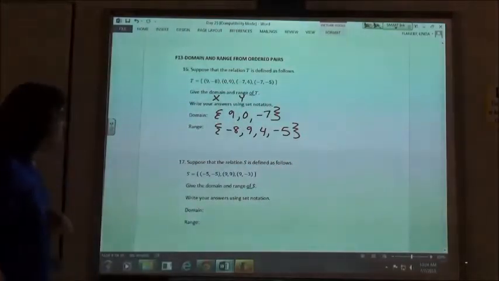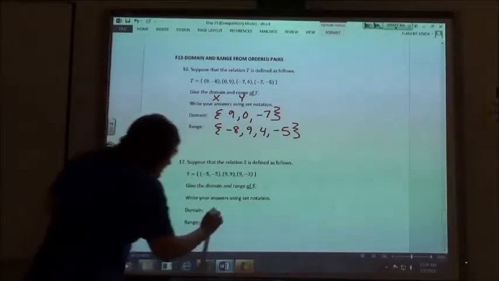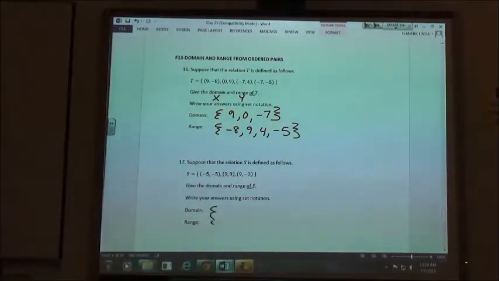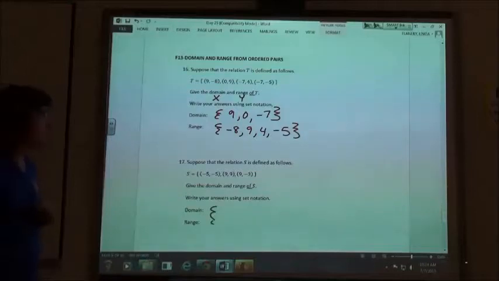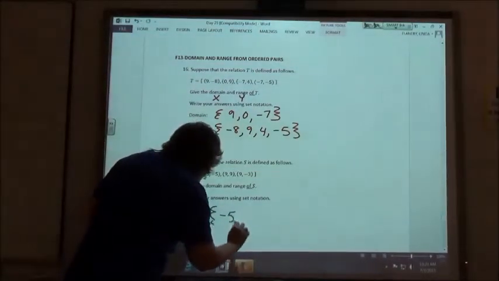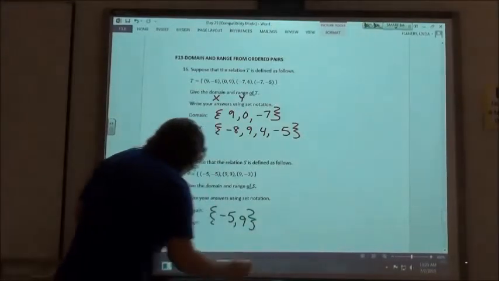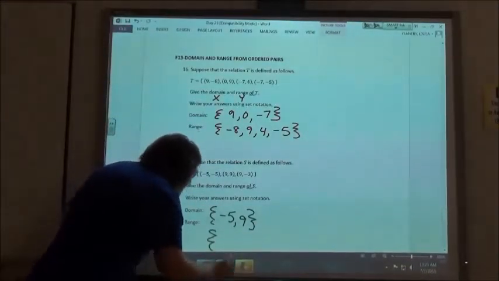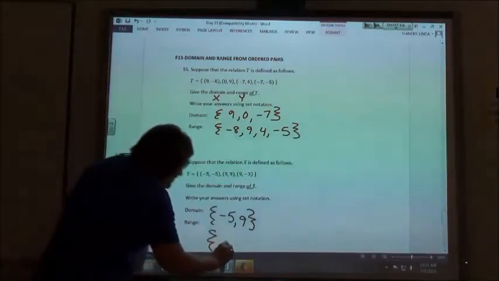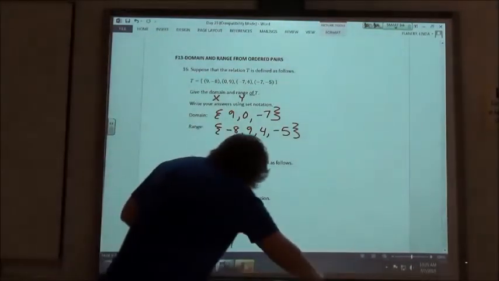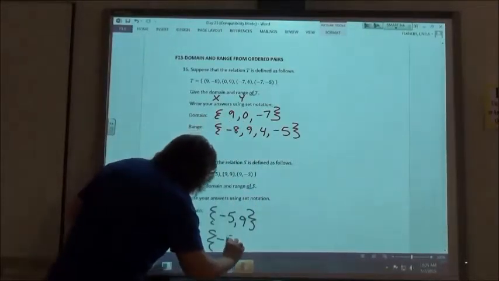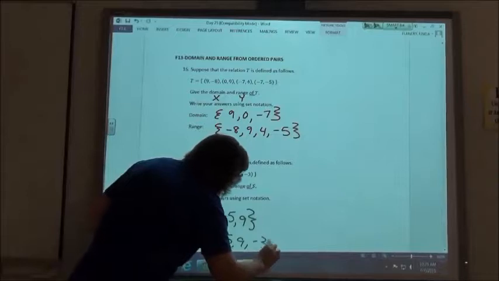So on number 17, if I'm going to list my domain, I've got to put my set symbols. And so my domain would be negative 5 and 9. And my range, negative 5, 9, and negative 3.